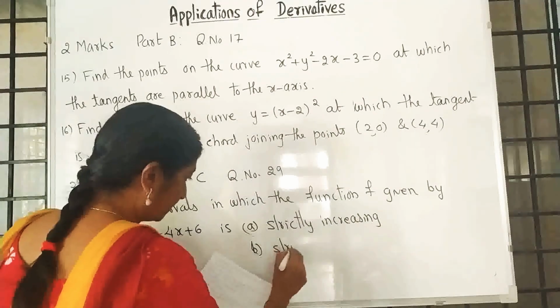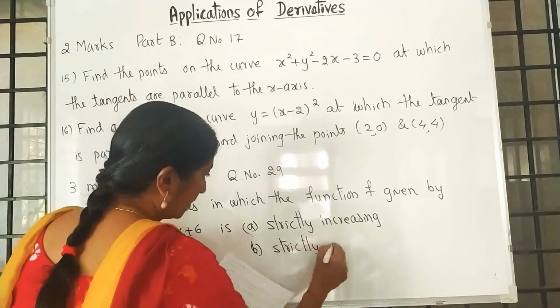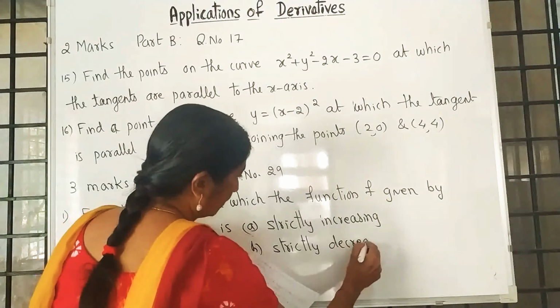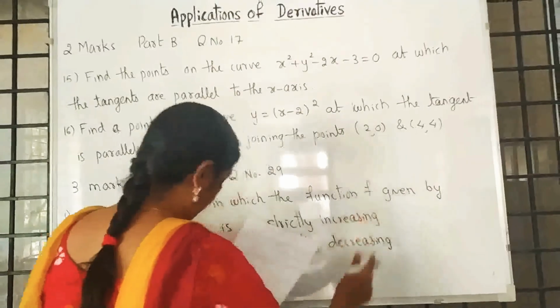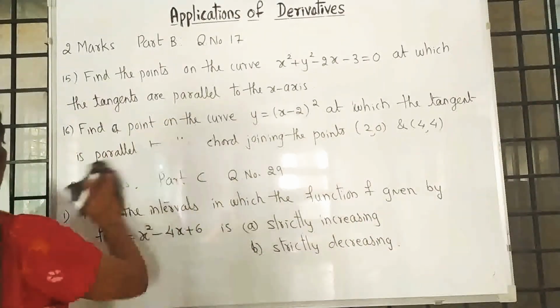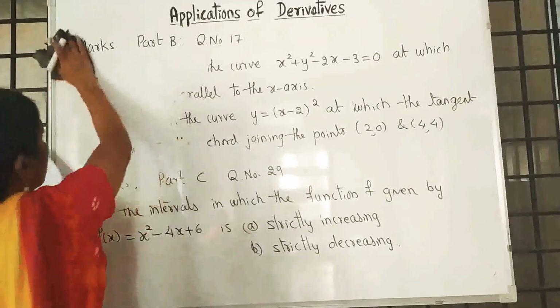Second one, strictly decreasing. Next question, that is question number 2 in part C.